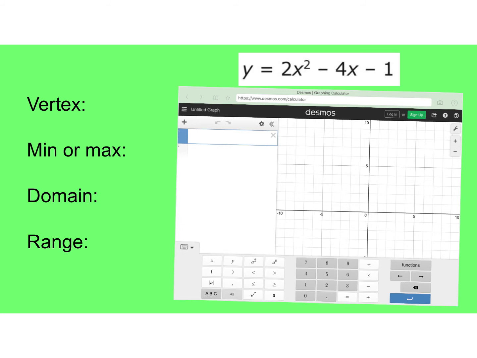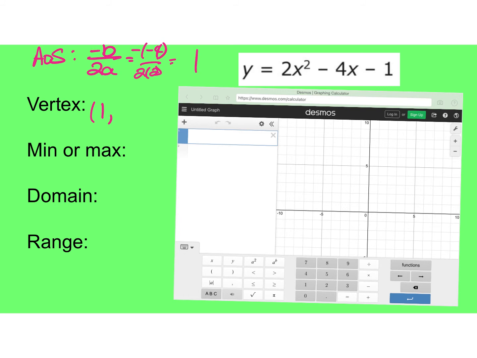Now, I'm actually going to do this one without graphing first, and then we'll check after that. So, first of all, for the vertex, remember we need the axis of symmetry, which is negative b over 2a. So I'm going to find my axis of symmetry, which would be negative negative 4 over 2 times 2, which is 4, so this would be 1. Simple enough. So the x value of my vertex is 1.